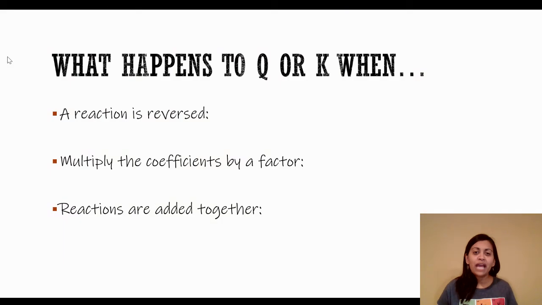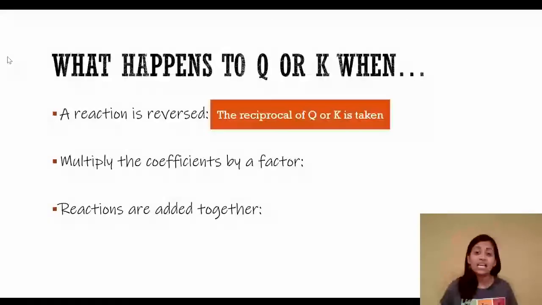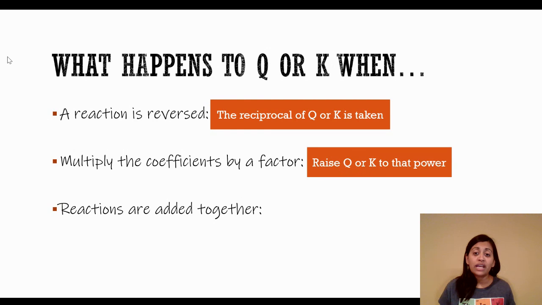So essentially, what happens to K or Q when you reverse a reaction? If the reaction is reversed, you're going to take the reciprocal of K or Q. If you multiply the coefficients by a certain factor, we would actually raise that Q or K to that specific power. Don't forget that whenever we have a coefficient for K or Q, we raise it to that power. That's essentially what we're doing right here. And then when we put the intermediate reactions together, we end up multiplying K or Q values.